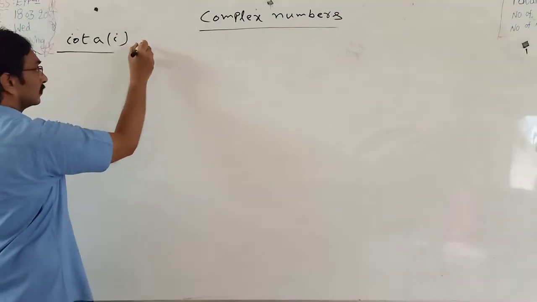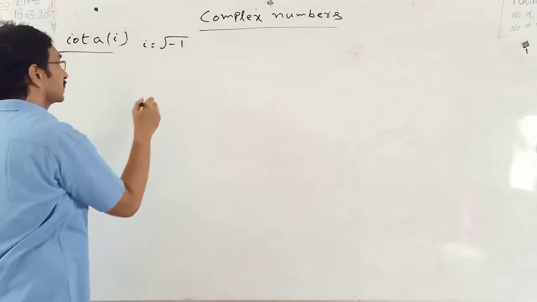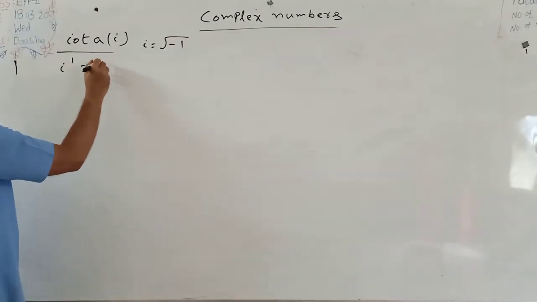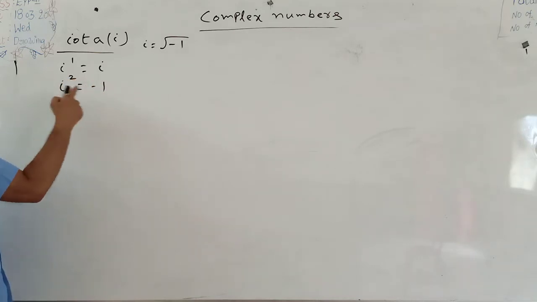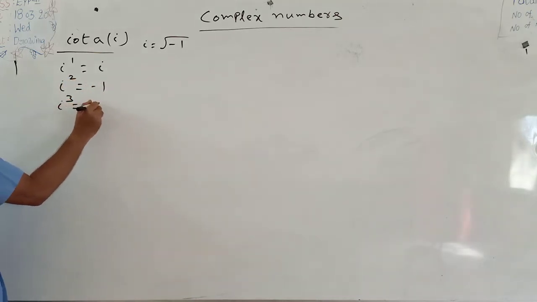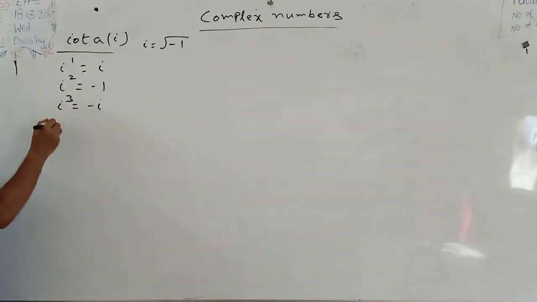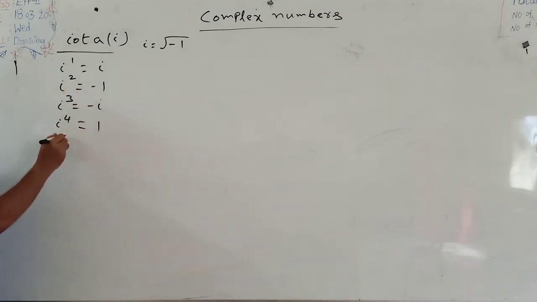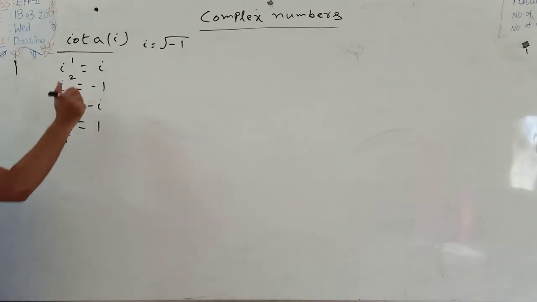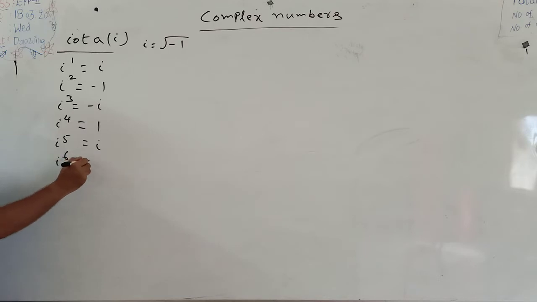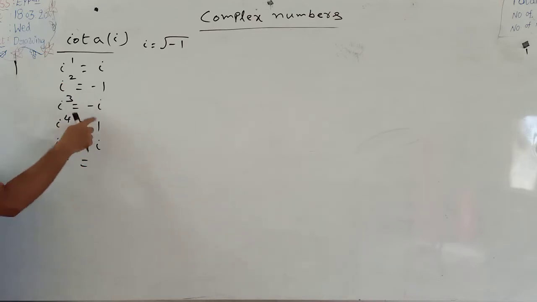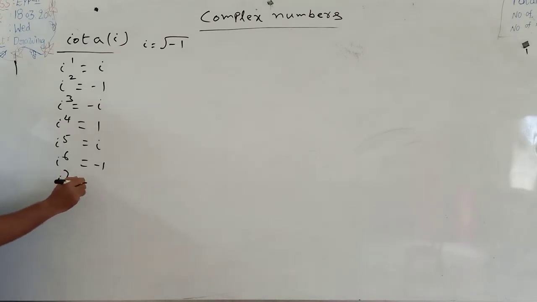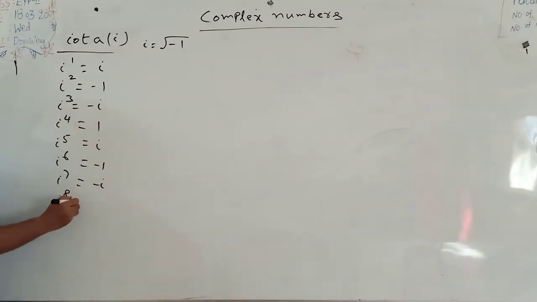Iota i is defined as root of -1. i power 1 equal to i. i square equal to i into i, -1. i cube equal to minus i square into i, so -i. i power 4, i square into i square, -1 into -1, plus 1. i power 5 means i power 4 into i, therefore i. i power 6 equal to i power 4 into i square, 1 into -1. i power 7 is i power 4 into i cube, so 1 into minus i. i power 8 is i power 4 into i power 4, 1 into 1, and so on.